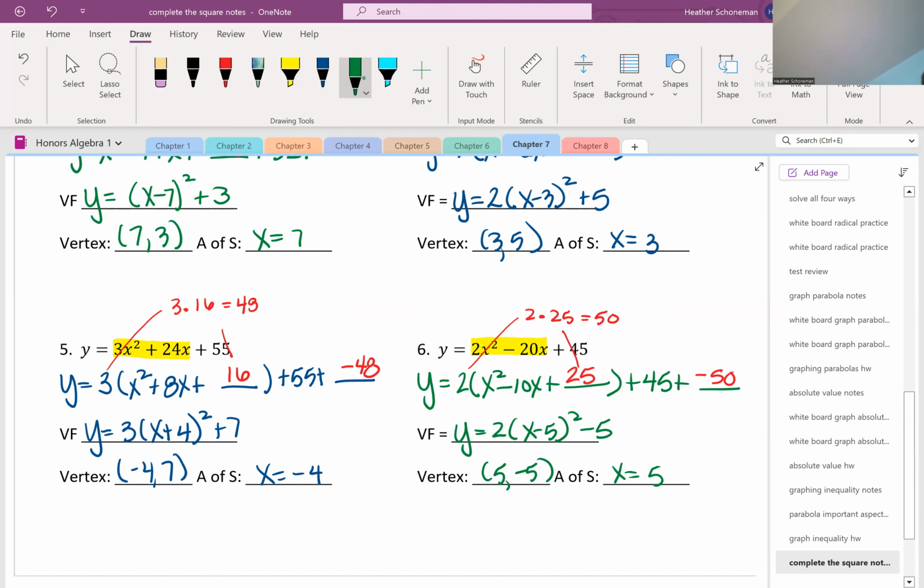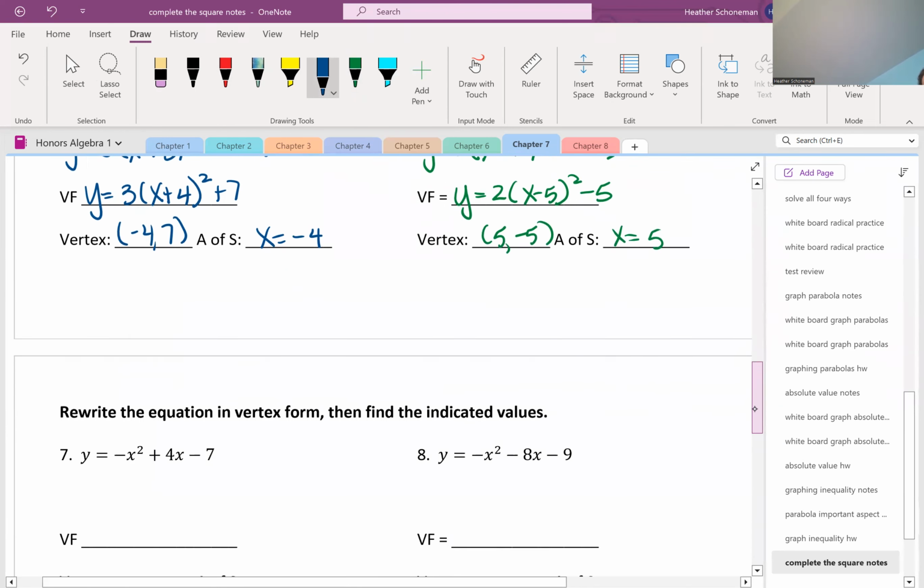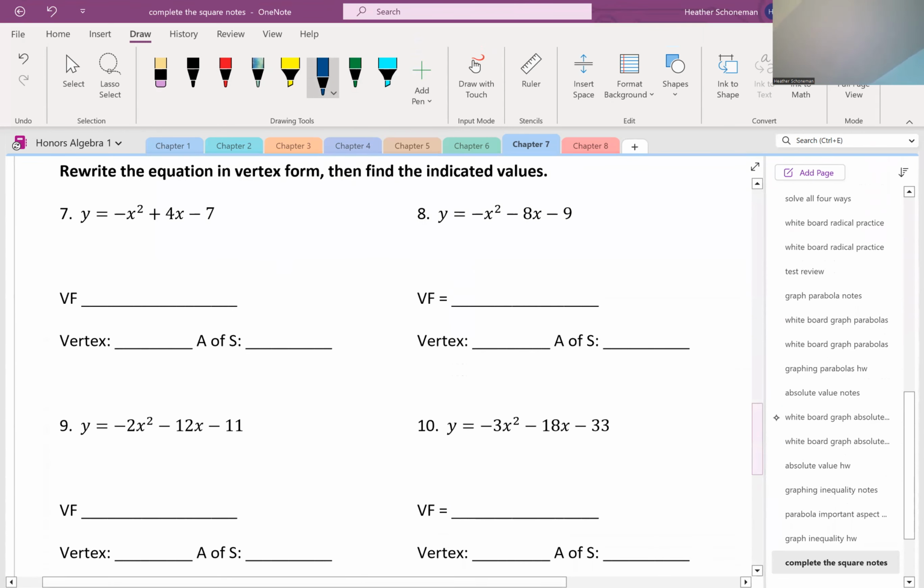Here is my axis of symmetry. Okay, let's try it again. So we can only complete the square if we have an invisible positive 1. And right now, there's a negative. Okay, so that's not going to work.